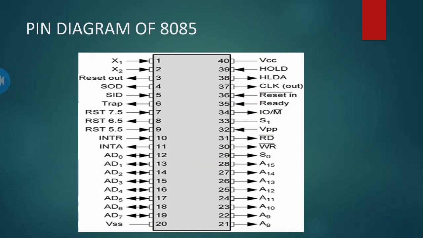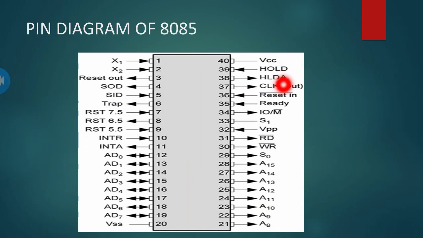Good morning, students. Today we will study the remaining pins of 8085. In the previous lecture, we studied A8 to A15, that is the address lines, and signals S0, S1. S0, S1 means status signals, and the read and write pins, which are used to indicate the read and write operation and are both active low pins, which means they activate on 0. And the next pin was IOM, pin 34.